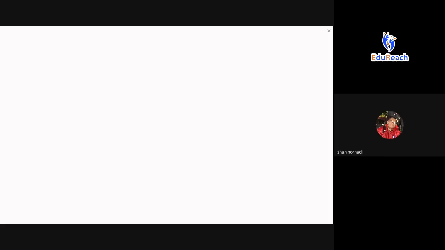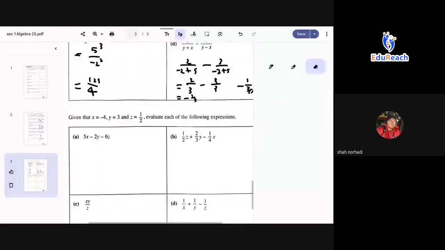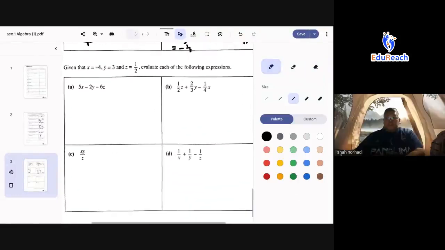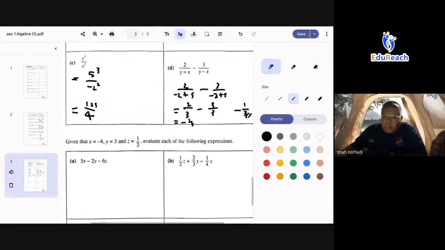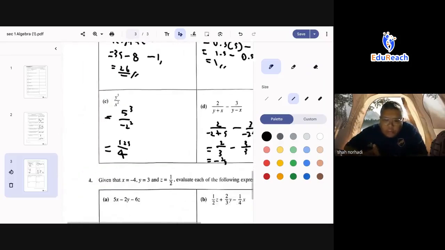Where's your screen? Ready? Okay, can you scroll up a bit? No, I mean, I want to see the top question. Yes, I want to see C. So you have 5 cube.